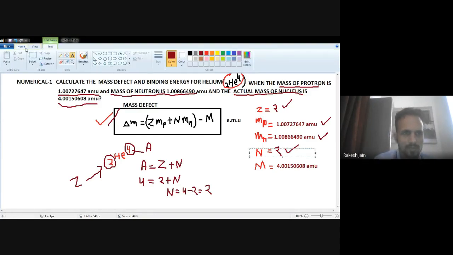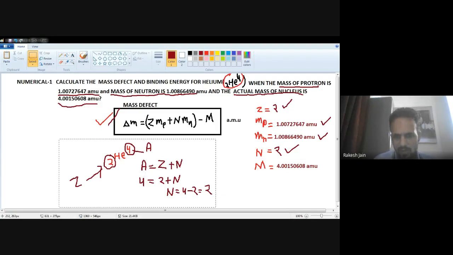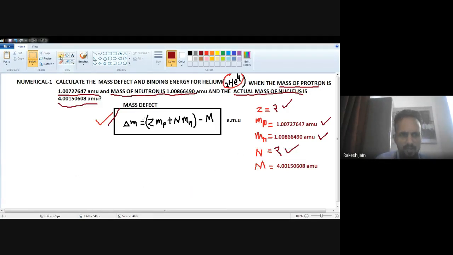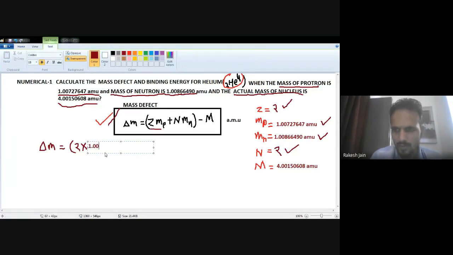Now see this one. In this question, we have to calculate the mass defect and binding energy. For the mass defect, that is delta M, I should have the value of Z, the value of MP, the value of capital N, the value of Mn, and the value of capital M, and I have all those values. So first of all, Z is 2. It should be multiplied by MP. So MP is what? 1.00727647. So I write down 1.00727647.